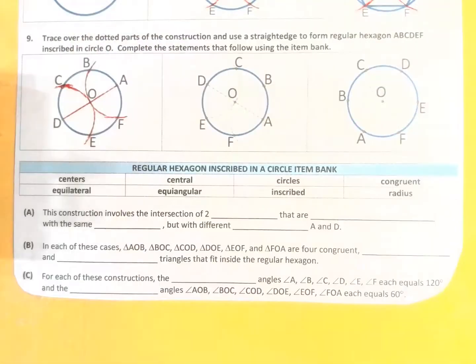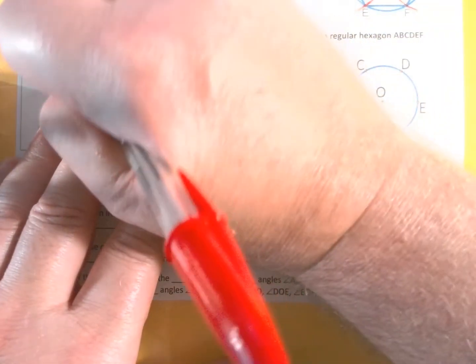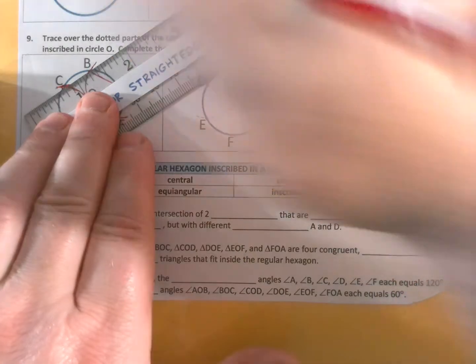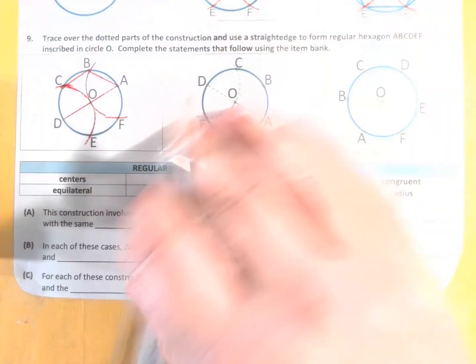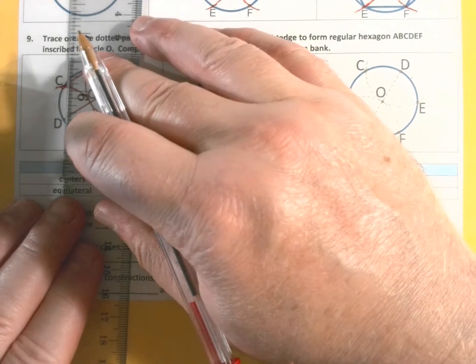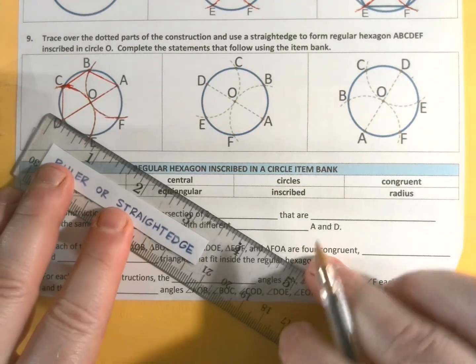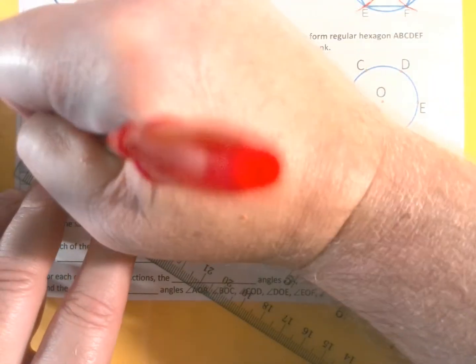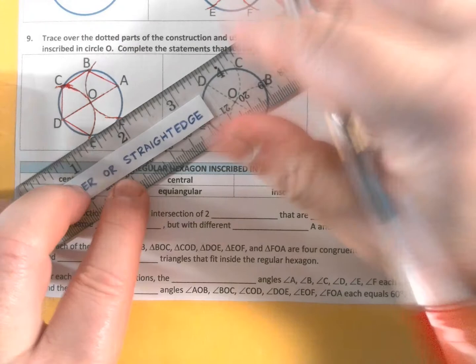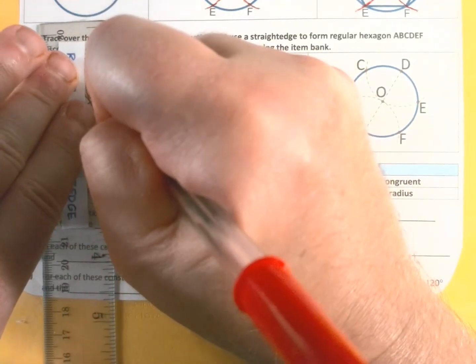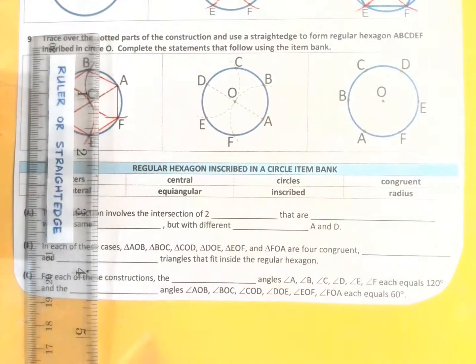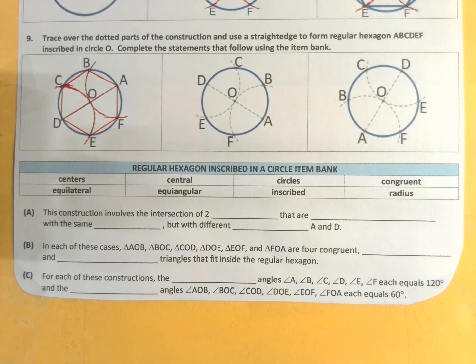So once we've established that, we get our straight edge, and we connect. We need A to B. We need B to C. We're going to need C to D. We're going to need D to E. E to F. And then finally, F to A. And that's going to be our inscribed hexagon.